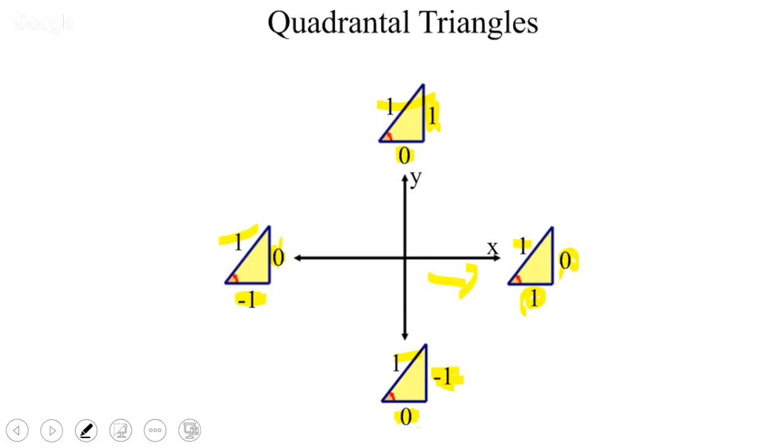And you can do that if you don't remember how to draw the triangles. Pick a point on that axis, and then from that point, you can put in your x and y values on the triangle, and the Pythagorean theorem will give you your hypotenuse. You're going to get the same answers either way.